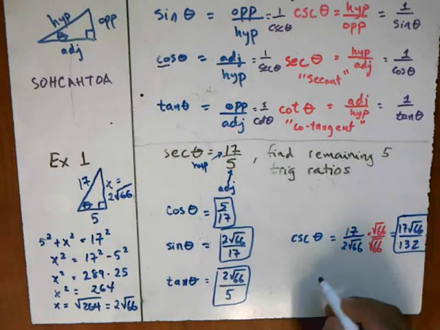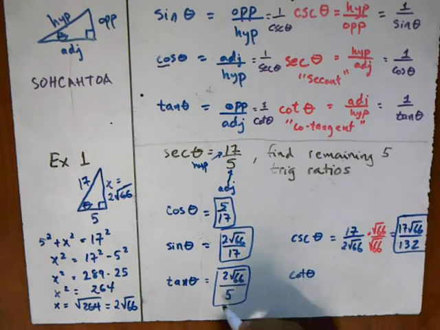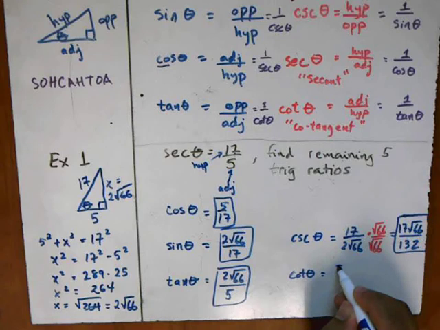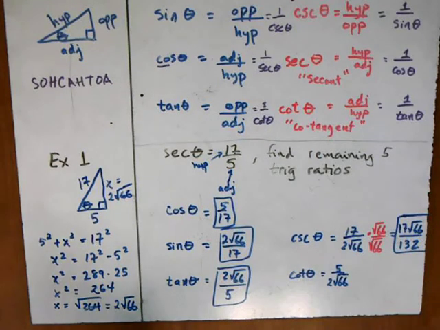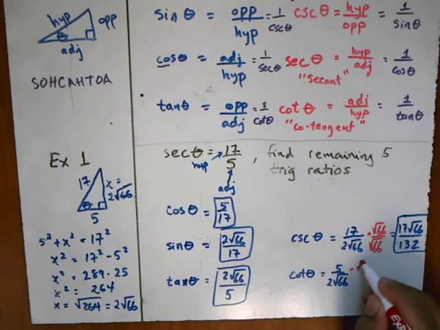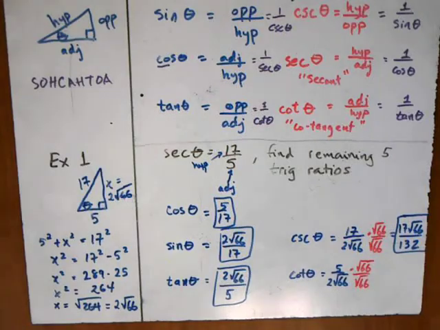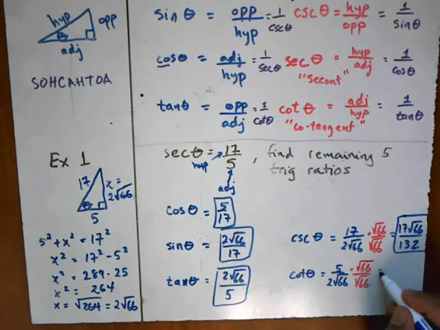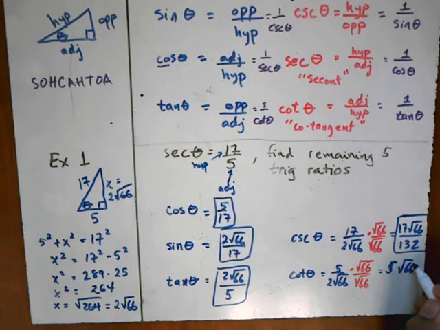We box all of these answers. And the last one I need to find is the cotangent, which is the reciprocal of the tangent. So that's just 5 over 2 square root of 66. And because I have a radical in the denominator, I need to rationalize it. Multiply the top and the bottom by the square root of 66. And that will give me 5 square root of 66 over 132. And there you have it.